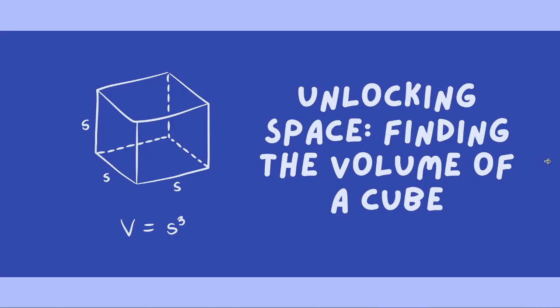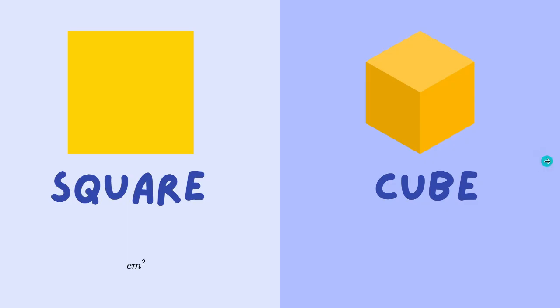Before we talk about volume, let's look backward for a moment. Previously, we learned about area. When we find the area of a flat shape like a square, we look at two dimensions, length and width. We measure it in square units, like centimeters squared.